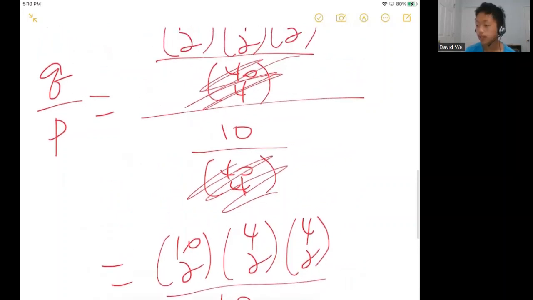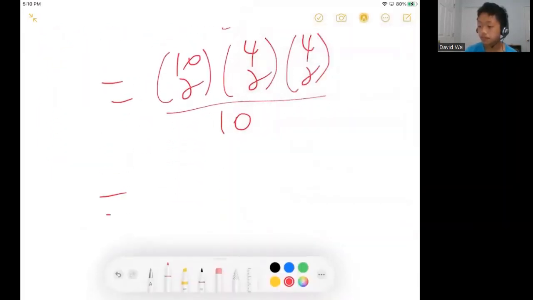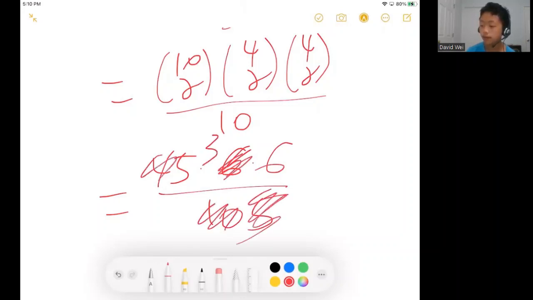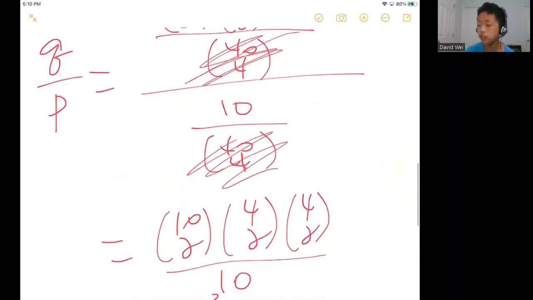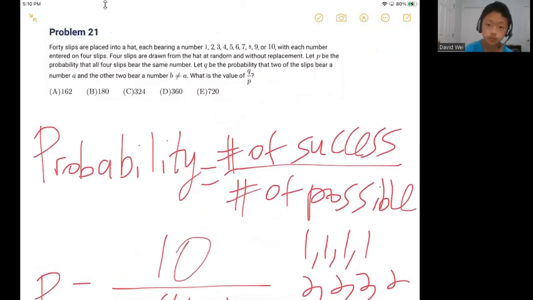And we just have to evaluate this. 10 choose 2 is 10 times 9 over 2, so that's 45. 4 choose 2 is 4 times 3 over 2, which is 6, and 6. So we can cancel out a factor of 2 on the top and bottom, and a factor of 5 on the top and bottom. So 9 times 3 times 6 gives you 162. And if we go back to our answer choices, that would give us choice A, which is the correct answer.